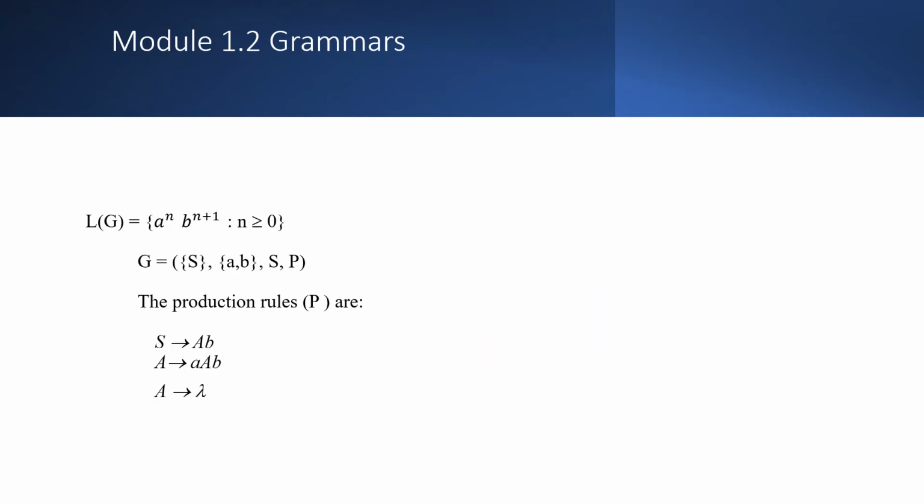All right, let's look at another one. This language is a to the n, b to the n plus 1. Again, the grammar here is not correct, because the variables shouldn't be just S. It should be A and S. It's not very neat. I'm going to have to fix that. So the variables here are S and A. There are two variables. The alphabet is a and b, and the start symbol is S.